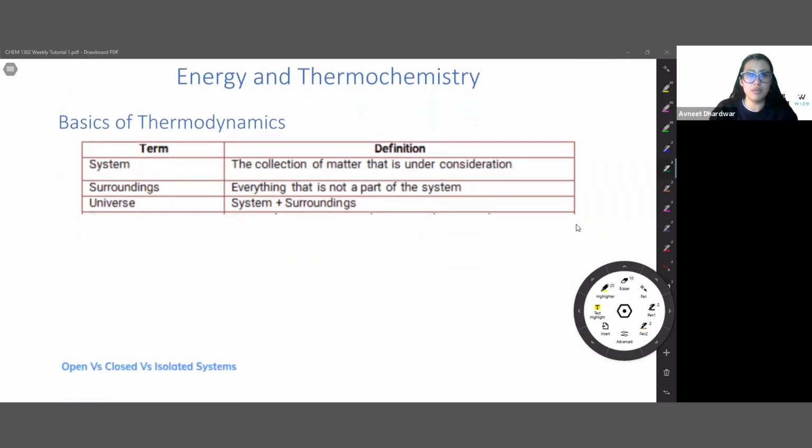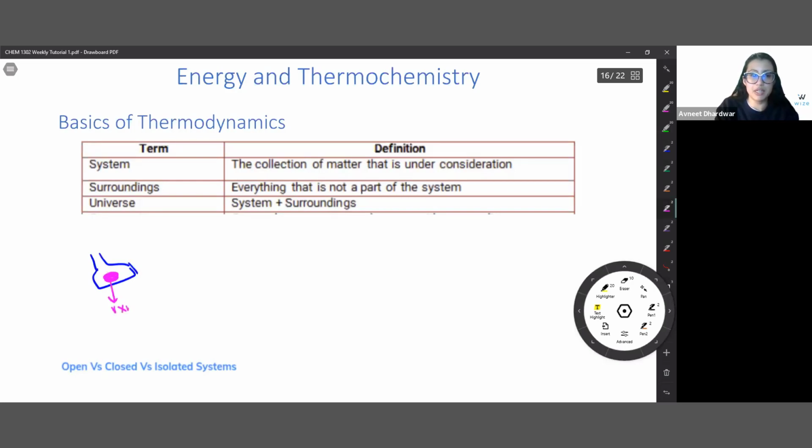So the first thing that we want to go over for thermochemistry is the difference between system and surroundings. So if we have a reaction flask, then the reaction itself inside there, that is considered the system. And everything else, the flask, the air, that's all considered the surroundings.